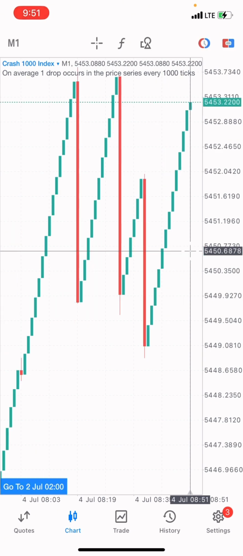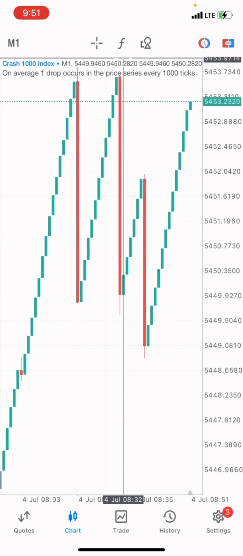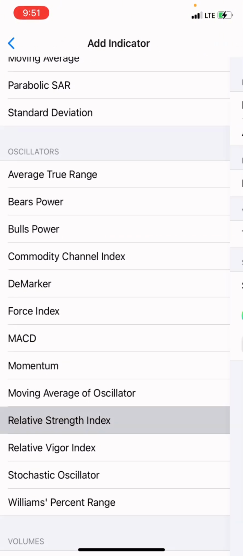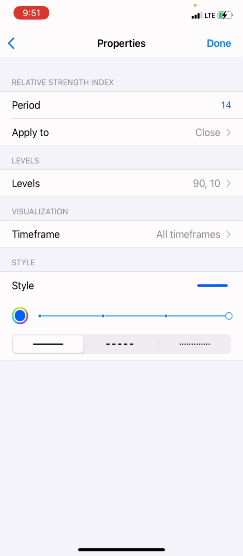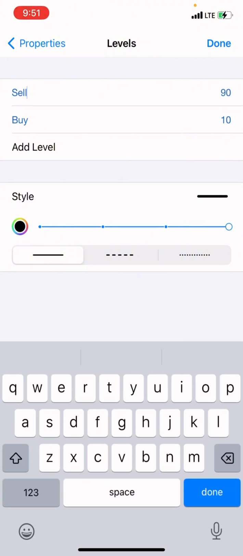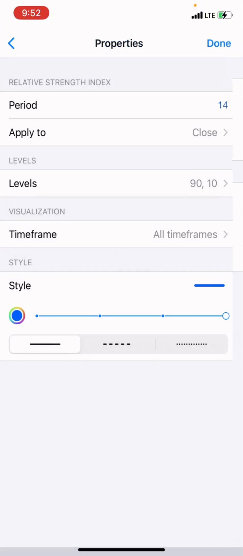So we'll go back to the 1 minute time frame, then we add our indicators right here. On main window we put on the RSI, period 14, apply to close. The levels here, you put on 90 and 10. For the level of 90 you put on sell, the level of 10 you put on buy, just as you can see right here. The style, you put it on 4 pixels, the color is going to be black, then this pattern here, which is the first one. But you can use any color of your choice as long as you know what you are doing on the market. All right, then you click on done.